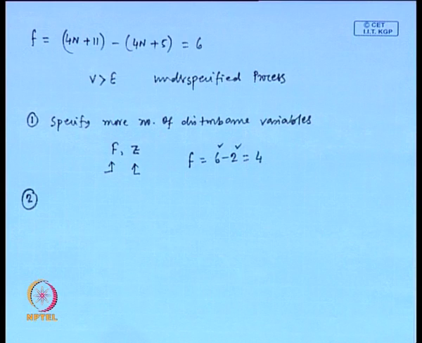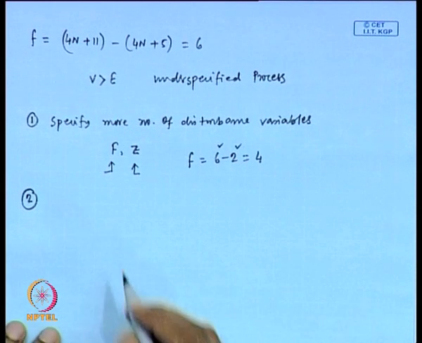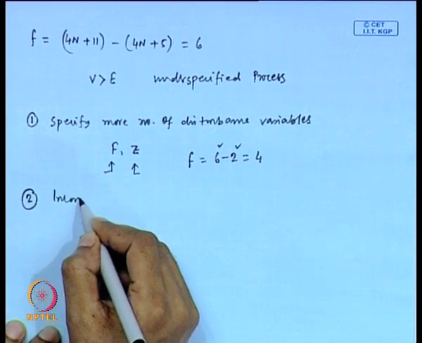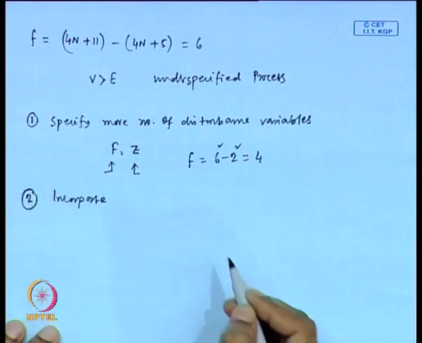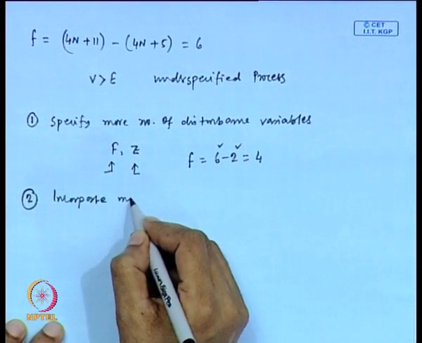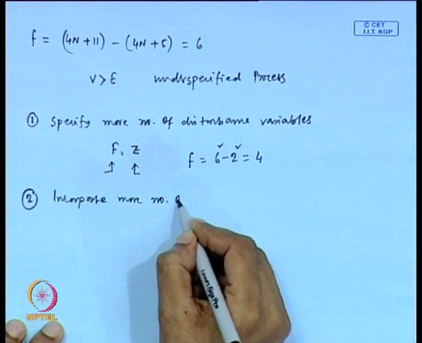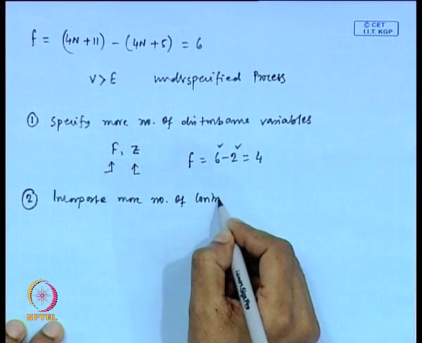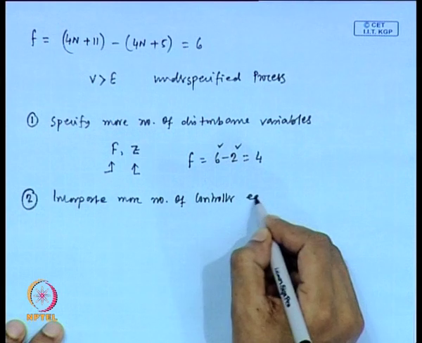What is the another option to make the process exactly specified? We can incorporate more number of control equations. So, second option is we can incorporate more number of controller equations.